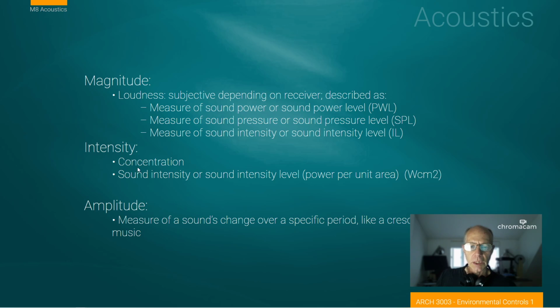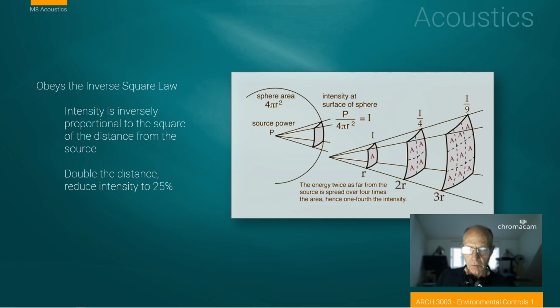And then we have this idea of intensity, power per unit area, watts per centimeter squared. And I have a graphic for that. And then this idea of amplitude, crescendo in music. So we have quiet passages and loud passages. And so the amplitude or volume of that can vary.